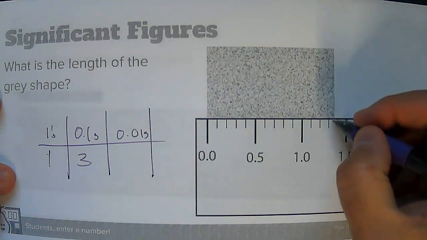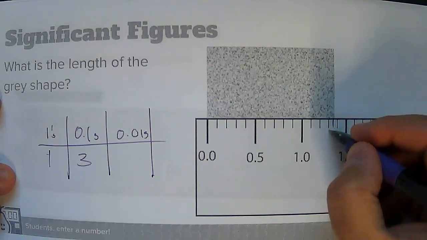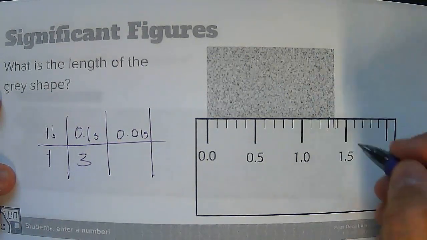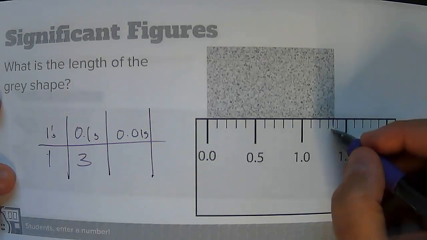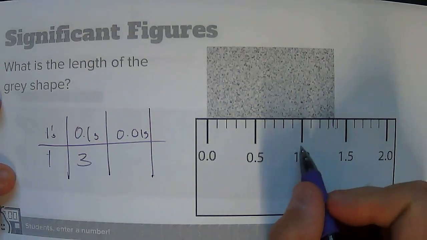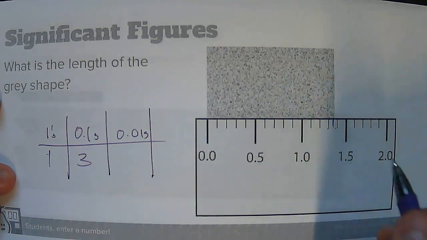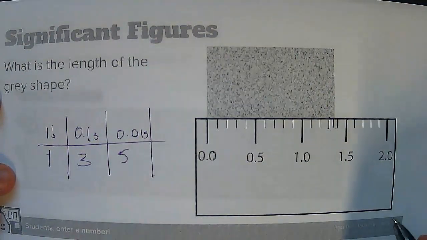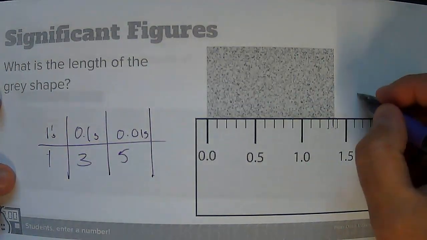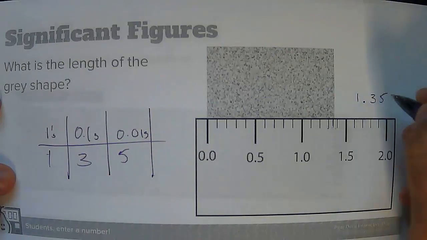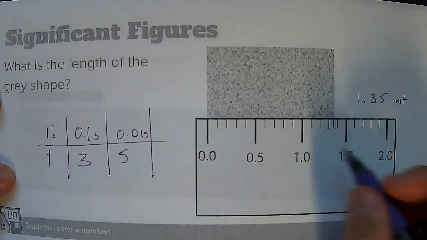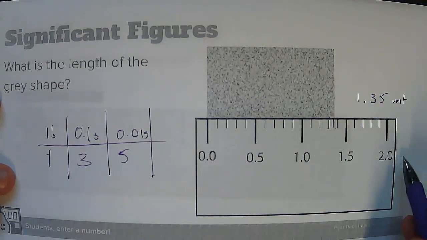With 3/10, but then it's beyond 3/10. It's between 3 and 4. So it looks like it's 1.35. So that shape looks like it's about 1.35 units. This doesn't have the units on the scale.